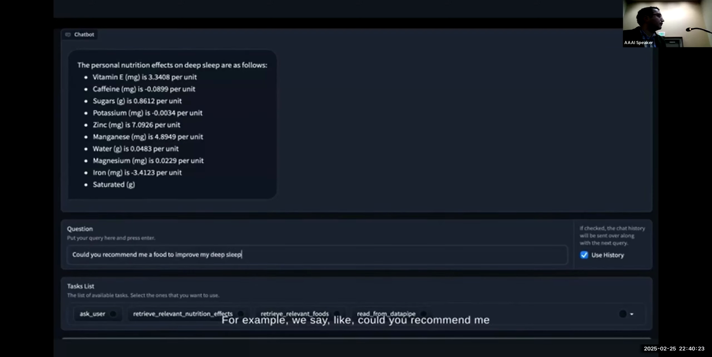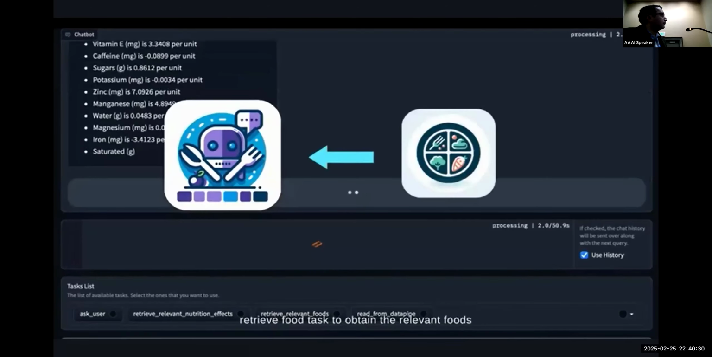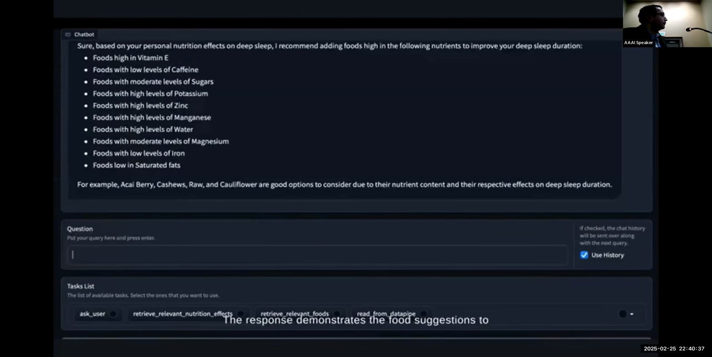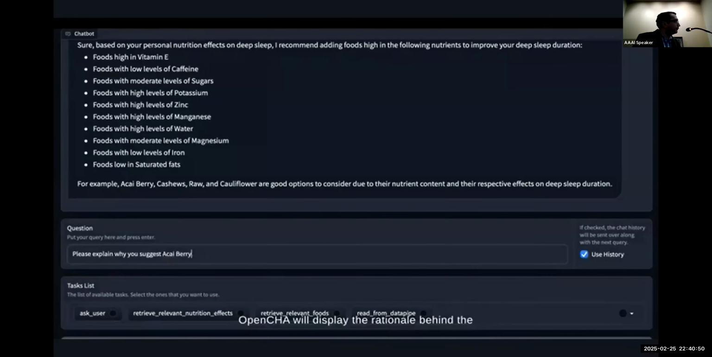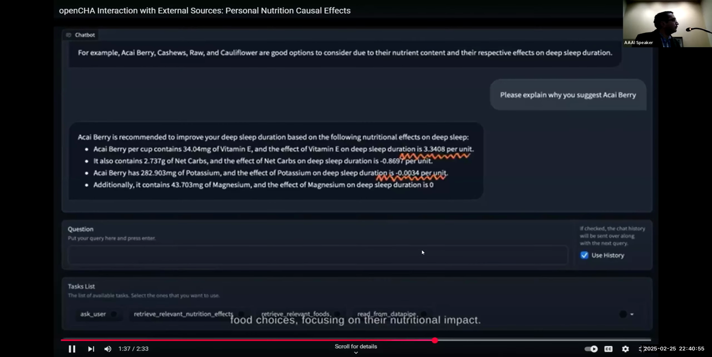For example, we say, could you recommend me a food to improve my deep sleep duration? This will trigger the agent to execute the retrieve food task to obtain the relevant foods and their nutrition contents and personal nutrition effects. The response demonstrates the food suggestions to improve the deep sleep and the explanation based on the estimated personal nutrition effects. The recommendations are explainable. By querying with "Please explain your recommendations," OpenCHA will display the rationale behind the food choices, focusing on their nutritional impact.